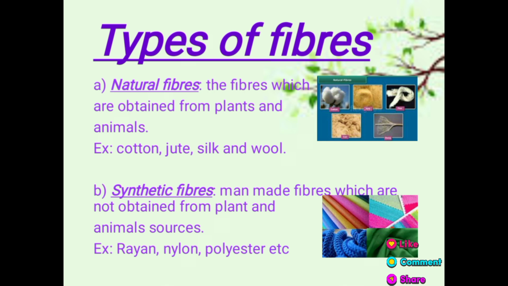The other type of fiber is synthetic fibers. These are man-made fibers which are not obtained from plant and animal sources. In the factory only we manufacture these fibers using chemicals. For example, rayon, nylon, polyester, etc.